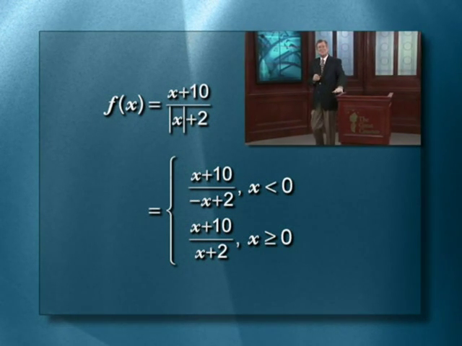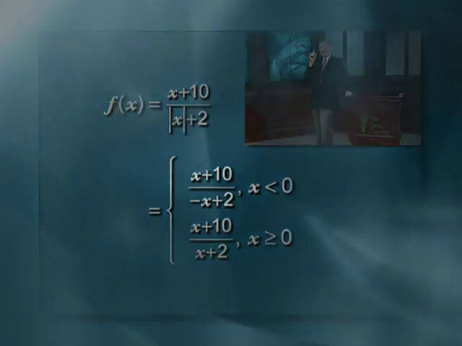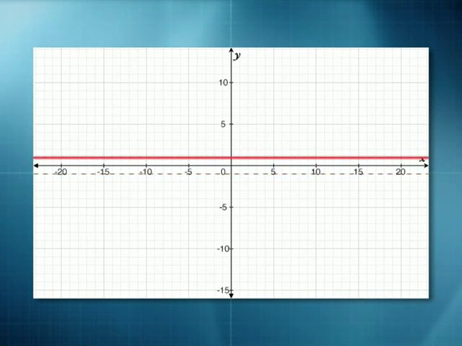Now look what happens. Look at these two rules. When x is less than 0, say going to minus infinity, the quotient of the leading coefficients is 1 over minus 1, so it has a horizontal asymptote of minus 1 to the left. But to the right, the horizontal asymptote is 1 because for (x plus 10) over (x plus 2), the quotient of the leading coefficients is 1 over 1, or 1.